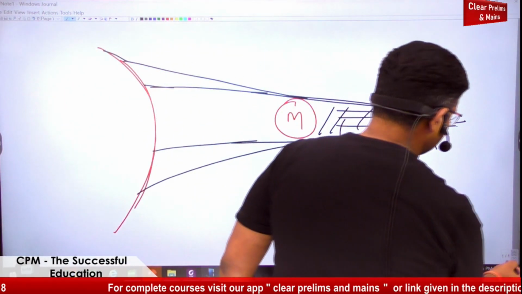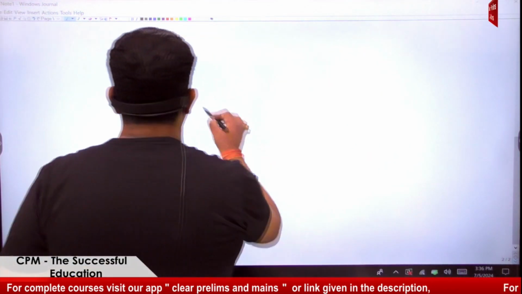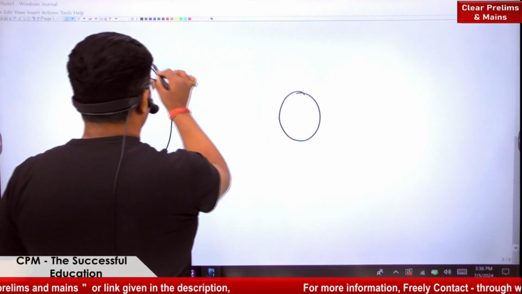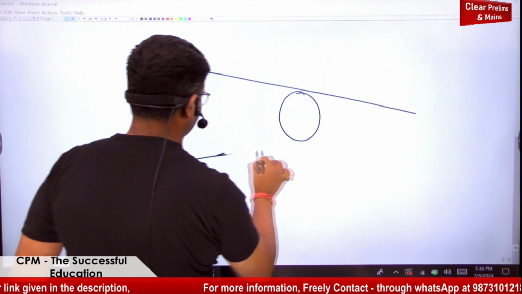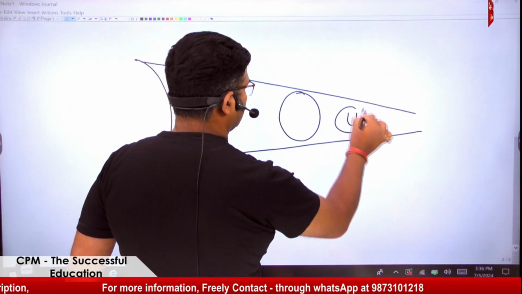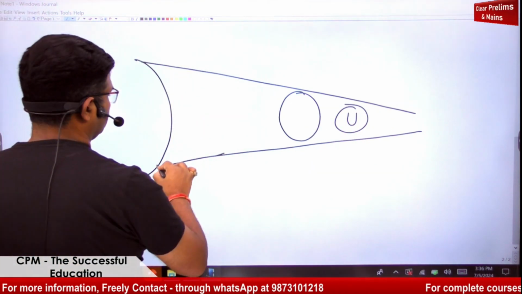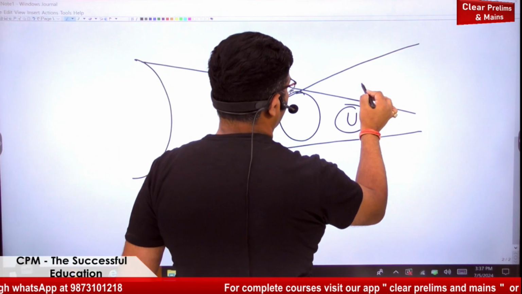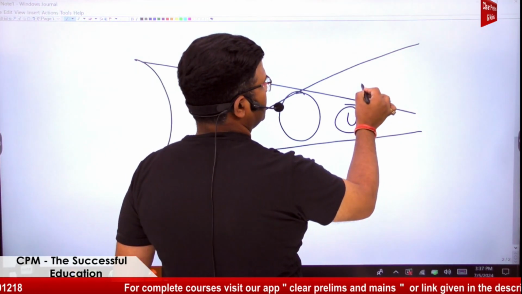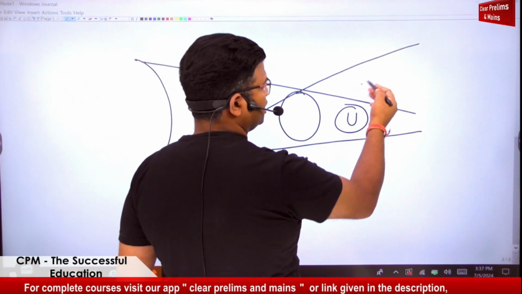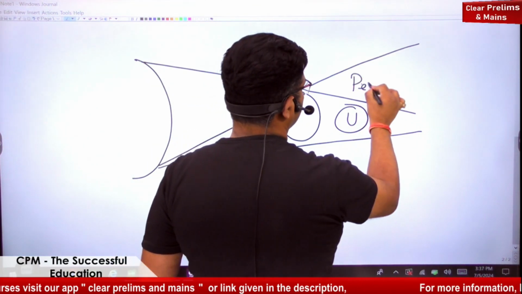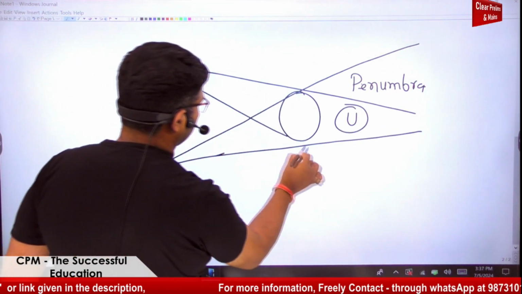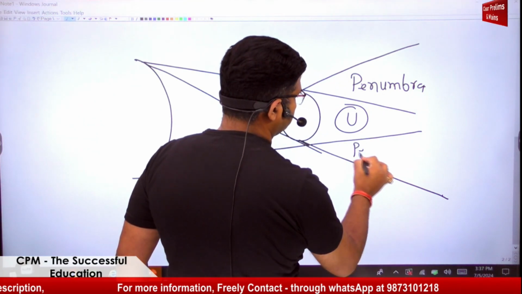Another thing we are going to see: here we have a sun and then we have a moon, and here the light is going. So this, you understood, is umbra. But a part of it, if I move from here to here, this portion has some amount of diffuse light, not complete darkness, a little bit of darkness, and that is known as penumbra. This side also, in this region, is your penumbra.